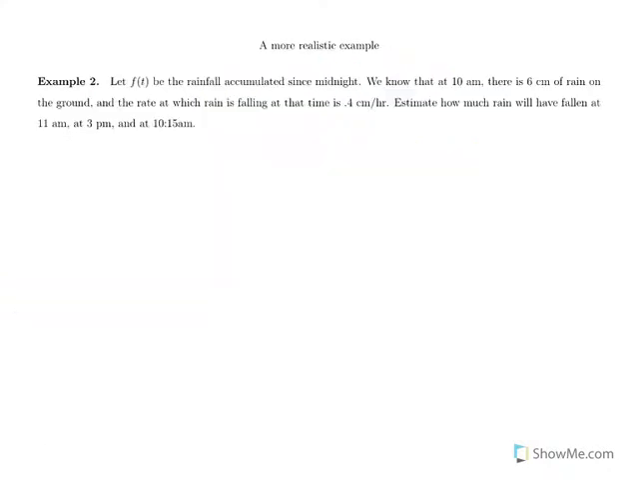We're going to have f of t is going to be the rainfall accumulated since midnight. We know that at 10 a.m. there is 6 centimeters of rain on the ground, and the rate at which rain is falling at that time is 0.4 centimeters per hour. We're going to use that information to estimate how much rain will have fallen at 11 a.m., at 3 p.m., and at 10:15 a.m. So note that we do not know much about the function f of t.